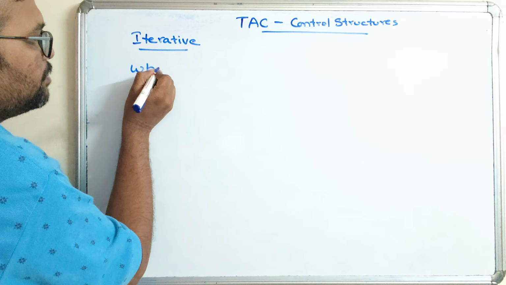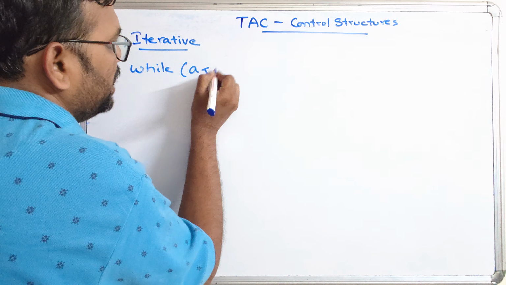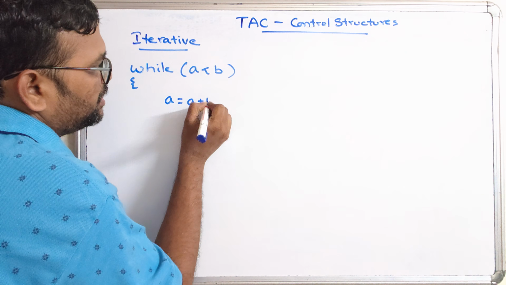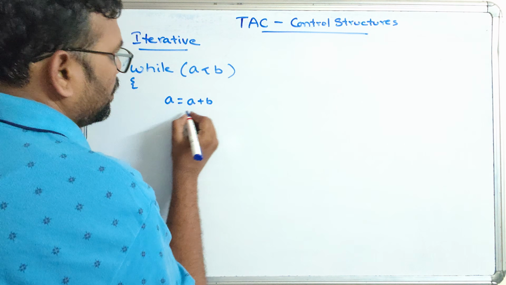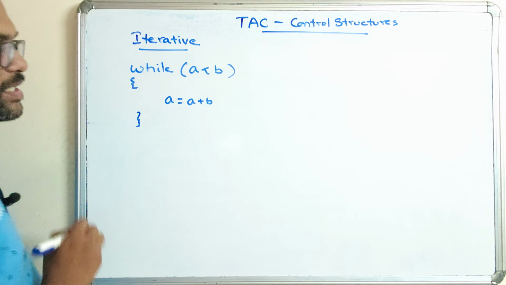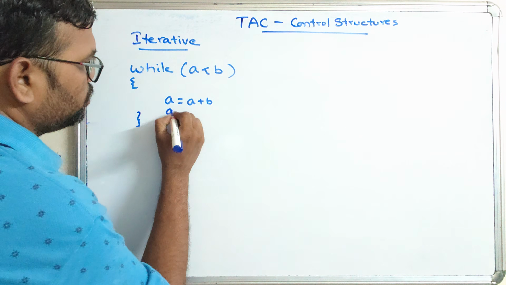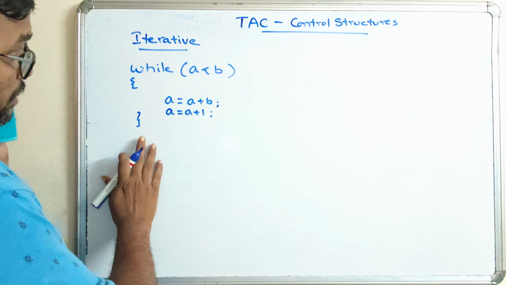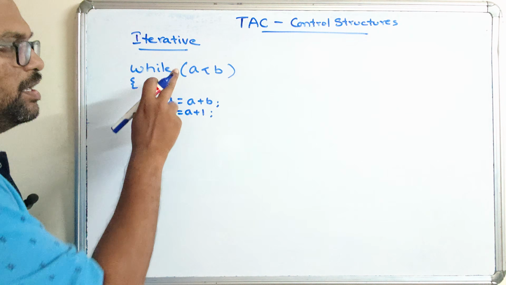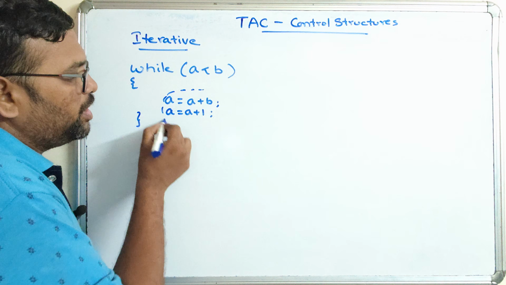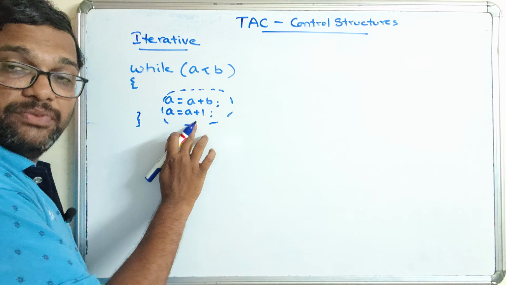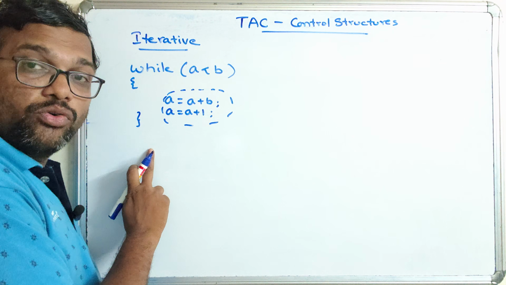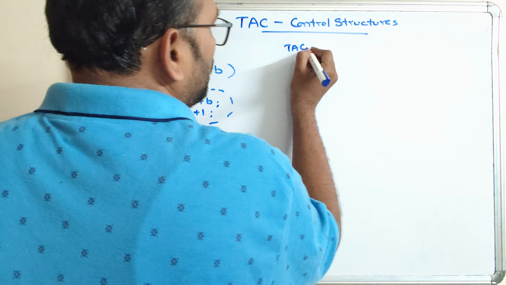For example, let us take while a less than b, a is equal to a plus b, and also a is equal to a plus 1. Let us take these statements. Now how can we write this? Here also the same thing. These statements will be executed whenever the condition becomes true. Whenever the condition becomes false, it will go out of the loop. The same thing we have to write here as three address code.